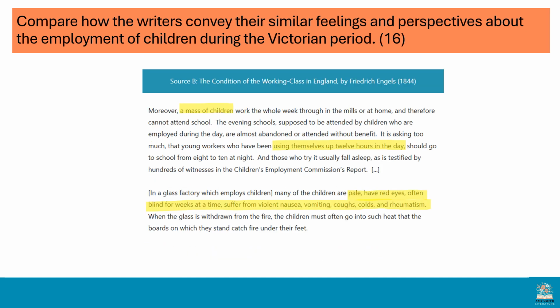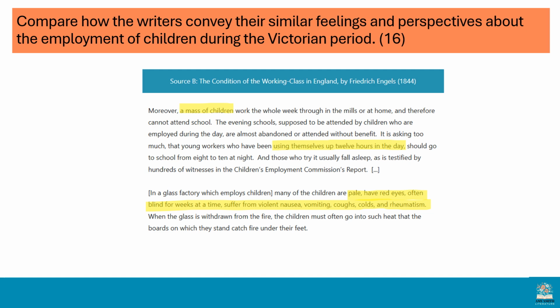Okay, looking at source B quickly then, the first thing I've highlighted is a mass of children. So this is not just 1 or 2 children who are working in these conditions, but hundreds of thousands of children who are having to submit to this. Then I've highlighted 12 hours a day, as again we use statistics here to emphasise just how serious the situation is. And then I've highlighted my list at the end.